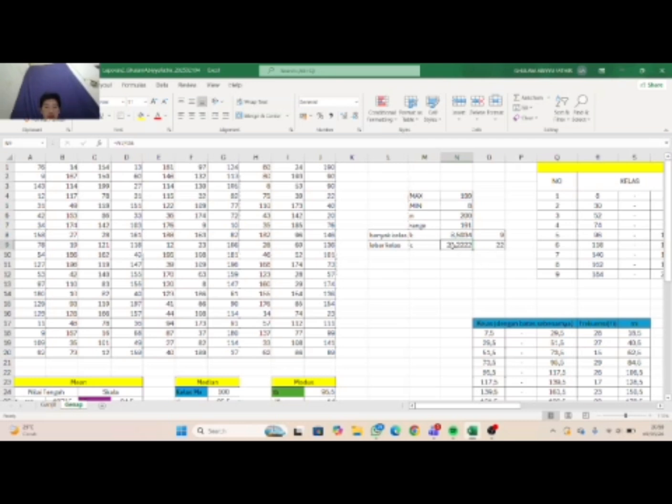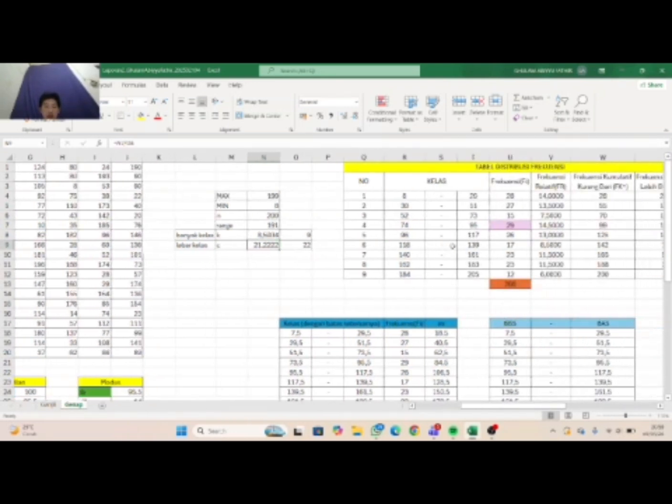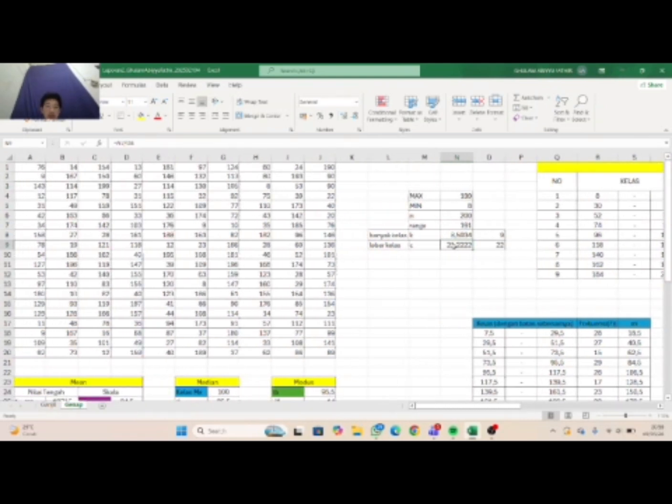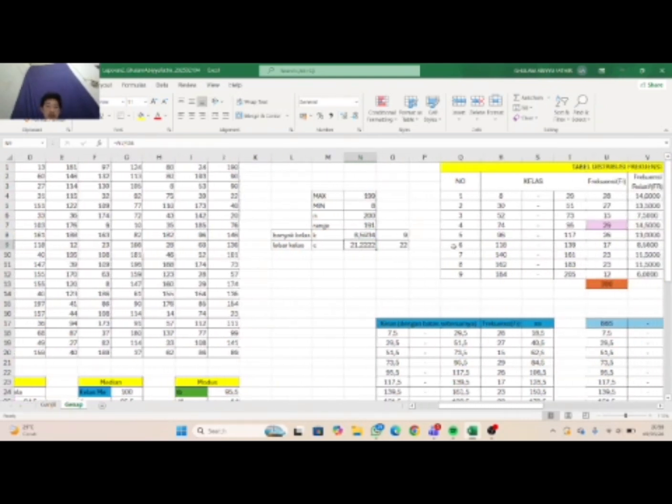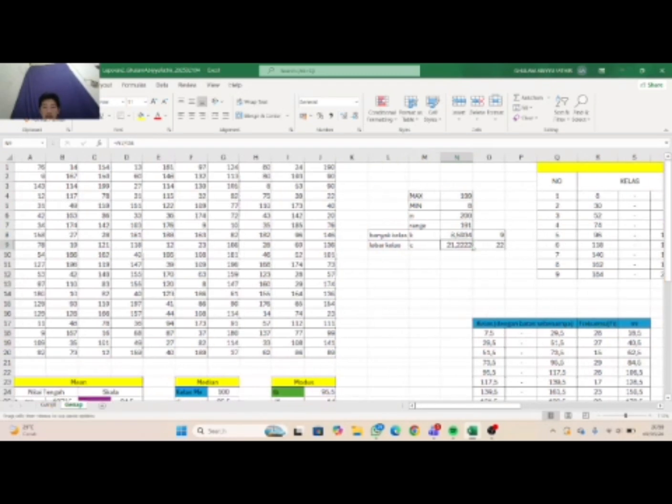And the class width. After determining the number of classes, the next step is finding the class width. The formula is N7 divided by O8, where N7 is the range and O8 is the number of classes. The result is rounded up, and I use ROUNDUP.